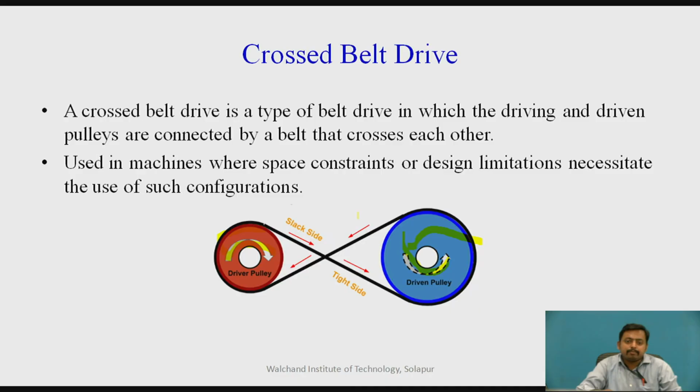In crossed belt drive, the belt crosses each other. They are particularly used in machines where space constraints or design limitations are there. These limitations necessitate the use of crossed belt drive.